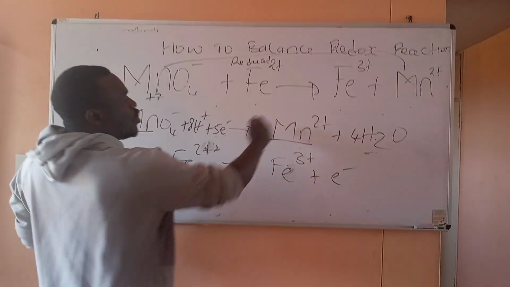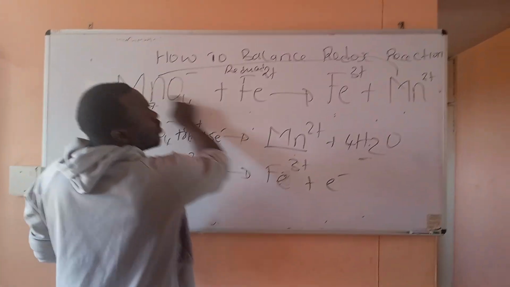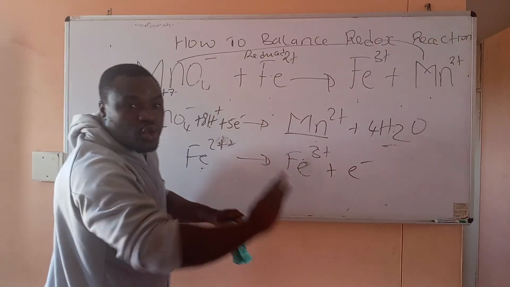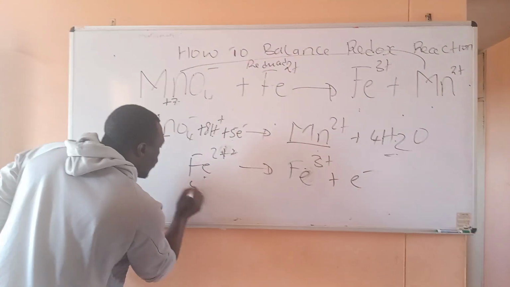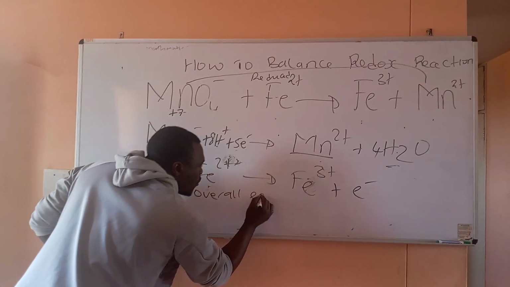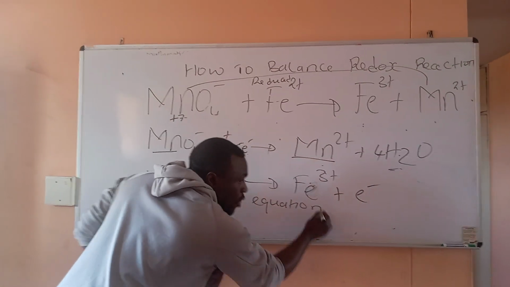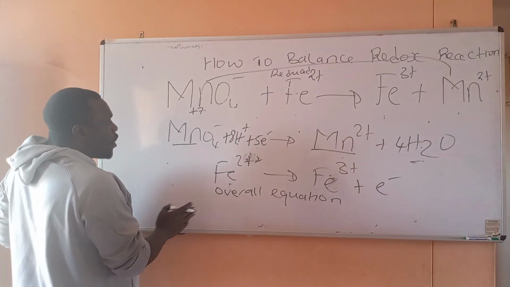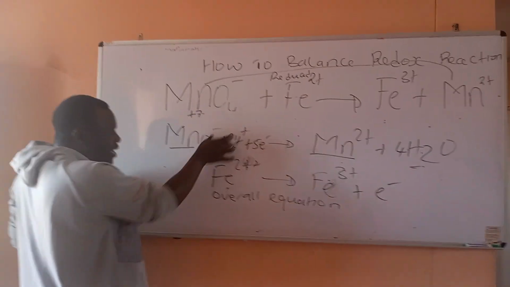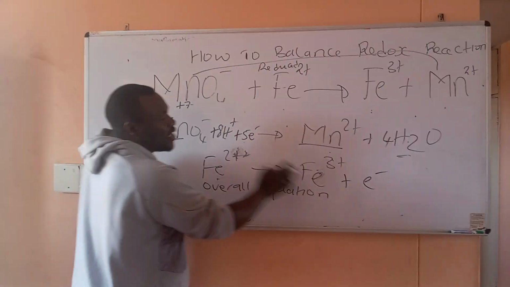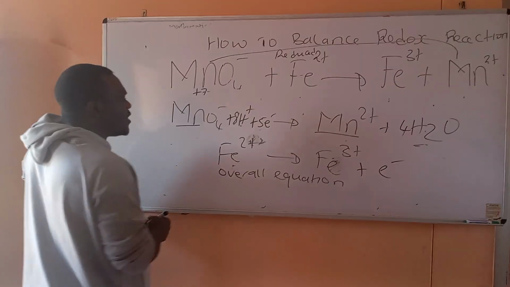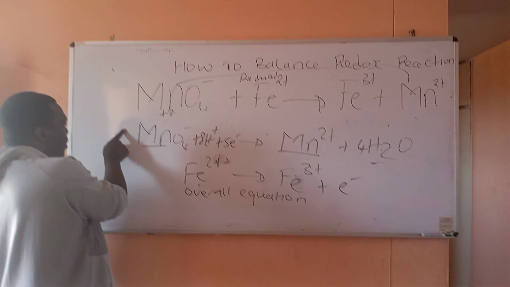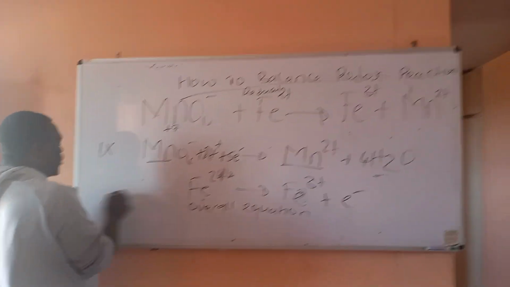Let's write now the overall equation by adding this and this. Because remember, it was this and this to give you this. We want the electrons to cancel in the final equation. When you look at the overall equation, we have to add this and this. Make sure these electrons cancel. Look at this nicely. I will multiply this equation by 1, and multiply this one by 5.